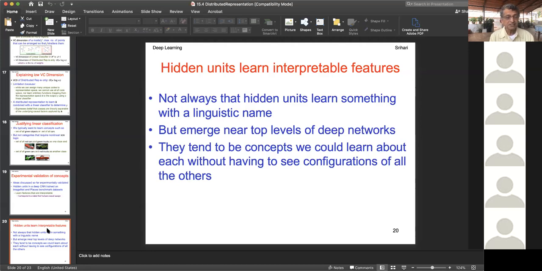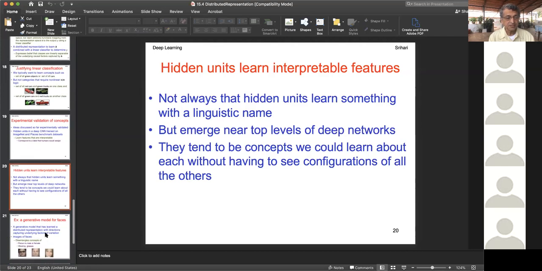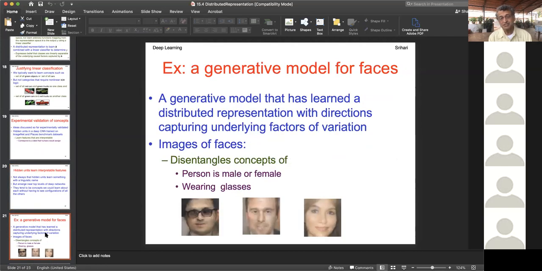And these are the kinds of concepts that can be obtained. And these are some pictures obtained from a particular experimental work. They had a generative model for faces. So in a generative model, we are not doing supervised learning, or it could be supervised learning, where we are generating a model from which you can generate samples. A generative model that has learned a distributed representation with directions capturing the underlying factors of variation.